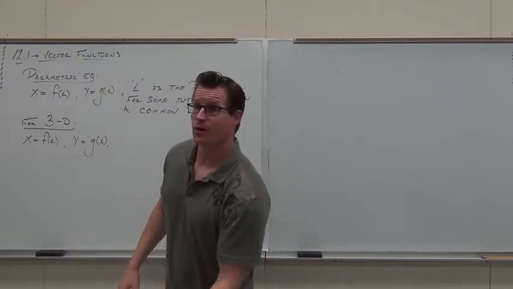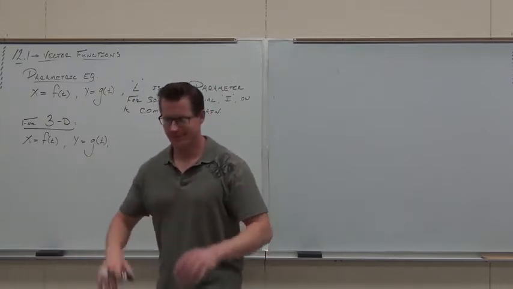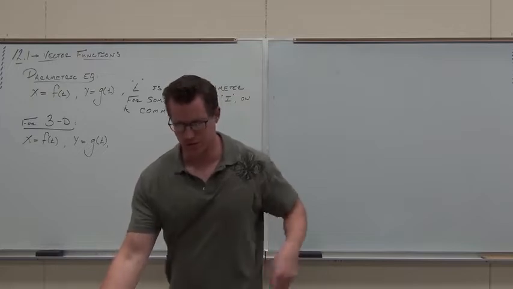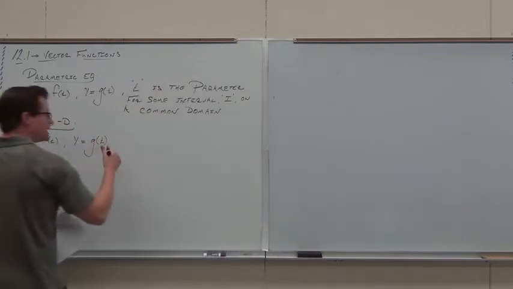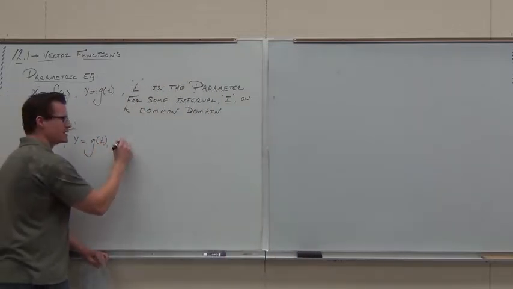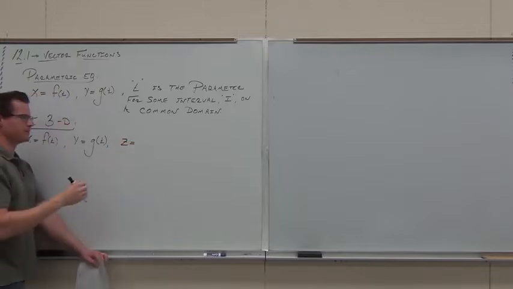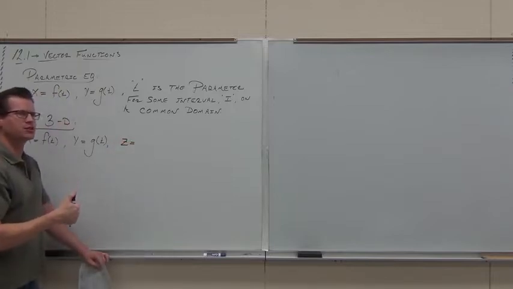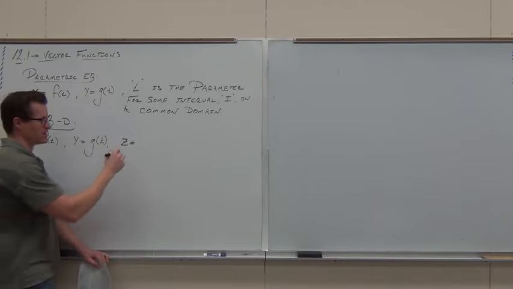For 3-space, for R3, for 3D, same stuff. On a 3-dimensional coordinate system, same stuff. We need another dimension. We need a Z. So let's see, A, B, C, D, E, F, G. Why not?